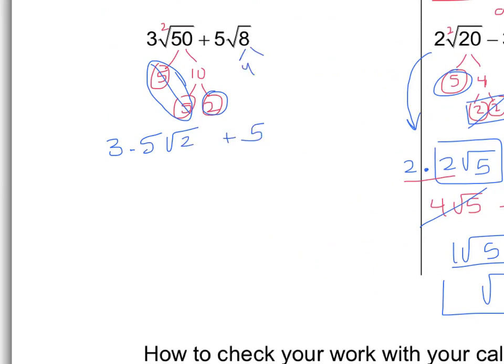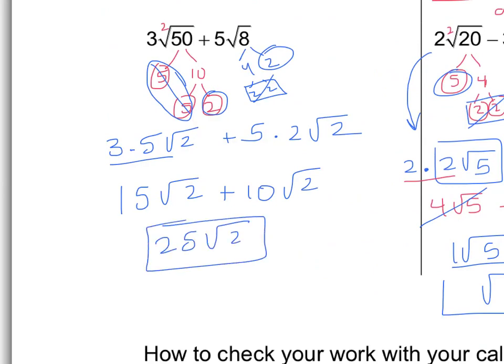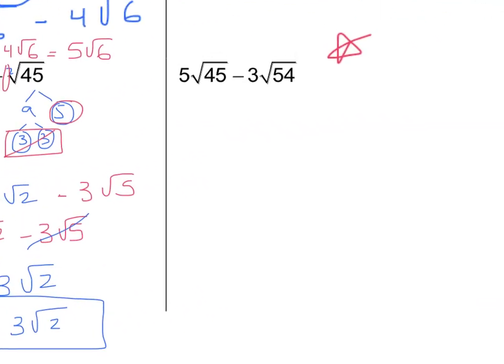8 is again 4 times 2, which is 2 times 2. These will leave, and this will stay. So it's going to be 5 times 2 radical 2. 3 times 5 is 15 radical 2 plus 10 radical 2, and that would give you 25 radical 2. Now let's move on to the last one.